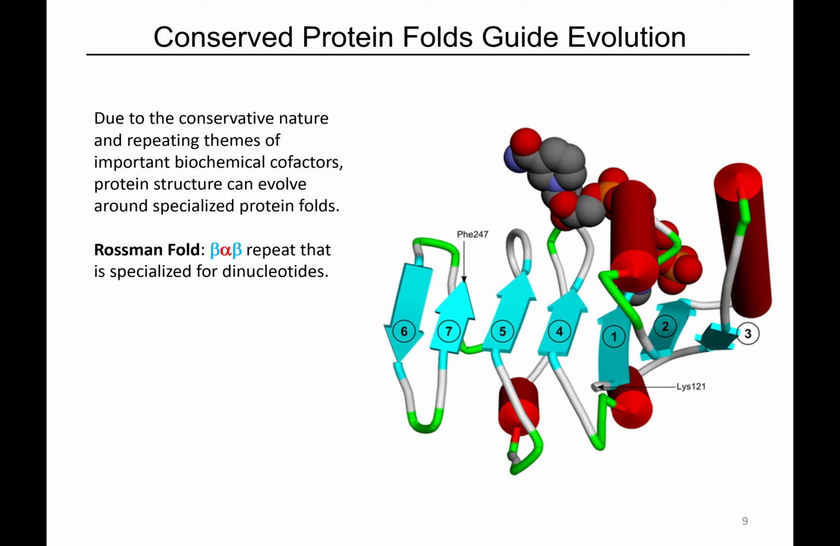You have a beta sheet, an alpha helix, a beta sheet. A beta sheet, an alpha helix, a beta sheet. This repeating pattern over and over. It's very, very recognizable. And this tends to recognize molecules that contain nucleotides, specifically dinucleotides. It's really good at recognizing molecules that contain nucleotides. So if you see this structural motif, you have a really good idea for what the enzyme does, at least to some degree.